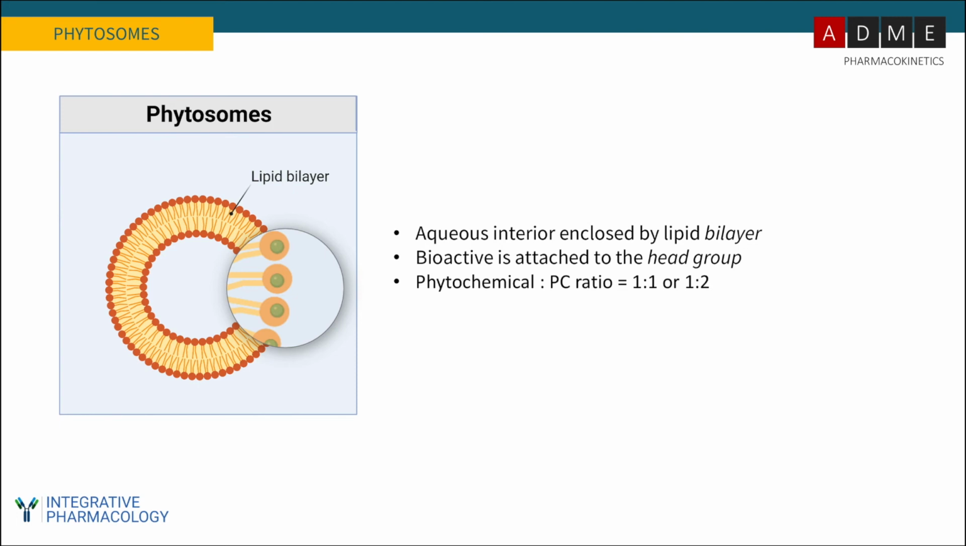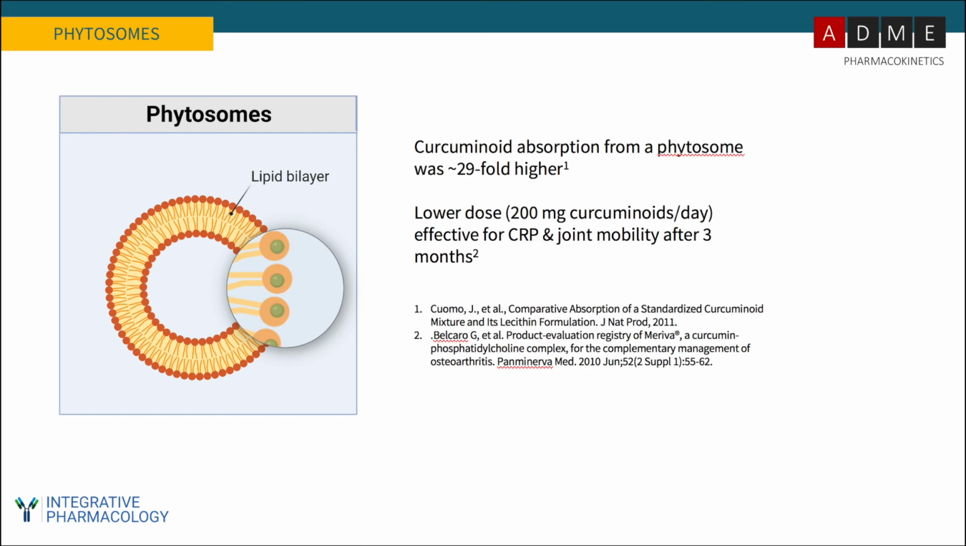And phytosomes have been extensively validated for a variety of phytochemicals and herbal ingredients. Plasma curcumin levels were about 20-fold greater with a curcumin phytosome compared to unformulated curcumin. There's also been quite a bit of human data published looking at specific clinical endpoints, for example, joint function and CRP levels. So to reduce CRP levels and improve joint mobility, for example, you typically need gram doses of curcumin. But in a 3-month clinical trial, a very small dose of 200 milligrams of curcuminoids per day in a phytosome format reduced CRP and improved joint mobility. So 200 milligrams compared to a gram dose is a huge difference.